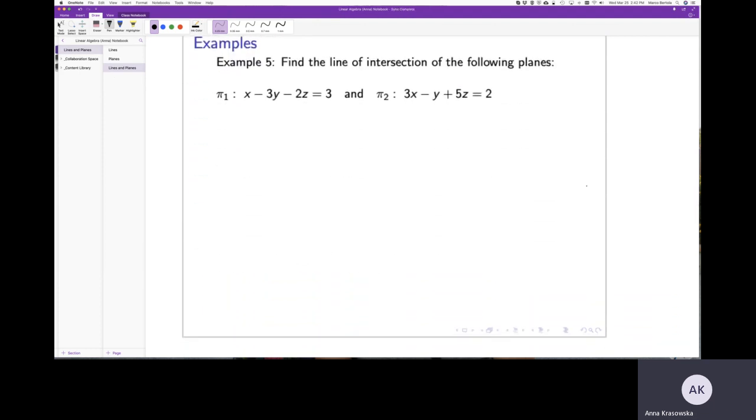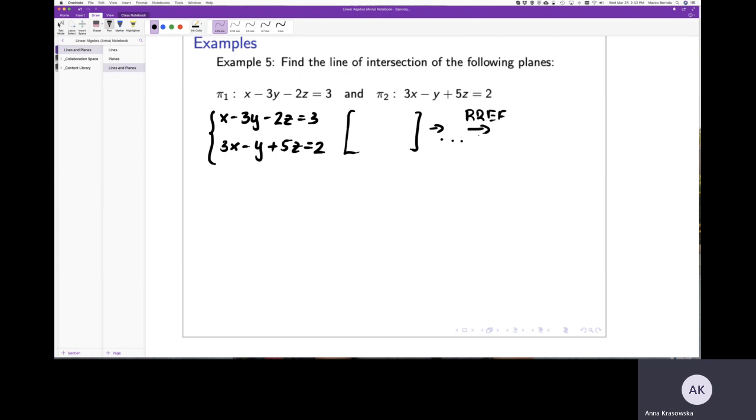It's exactly the same problem. I want you to try to do it by yourself. We'll just give you, as before, some steps. You need to find all points x, y, z that belong to both planes. It means that they simultaneously satisfy both equations. So just write them down. You can start immediately by writing the augmented matrix for it. Do your reduction and write it in reduced row echelon form.